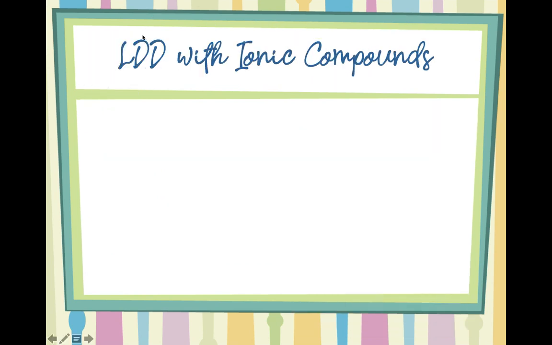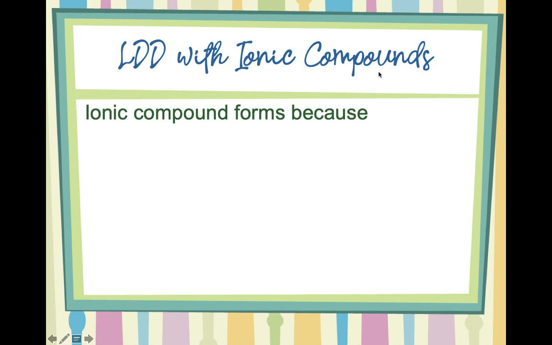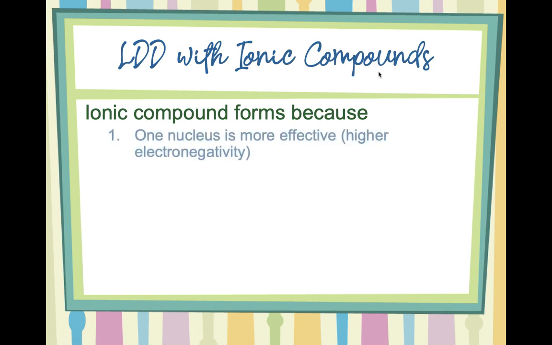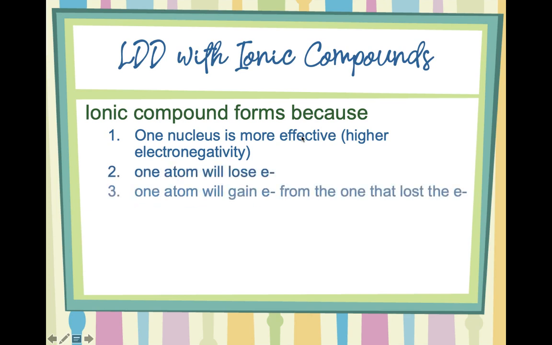All right, let's do one more thing. Let's do Lewis dot diagrams with an actual compound, which is what I hinted at a little while ago. Remember that an ionic compound forms because one of the nuclei is more effective. That atom has a higher electronegativity, so the nucleus is better at attracting electrons to itself. One atom loses an electron, and then one atom gains the electron from the one that lost it. They have to go together. You can't lose randomly and you can't gain randomly.